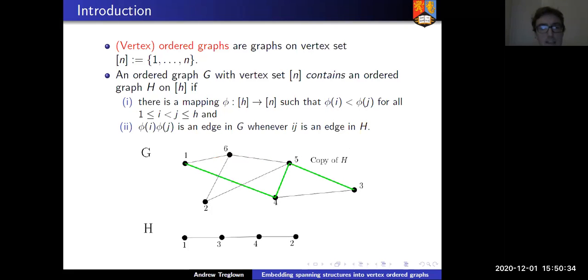On the other hand, if you look at the green path of length 3, that is a copy of H, because again the pattern is smallest vertex 1, second biggest 4, biggest vertex 5, then second smallest. So it's following that pattern. Hopefully you get the idea that in the ordered setting, this is how we're embedding things.